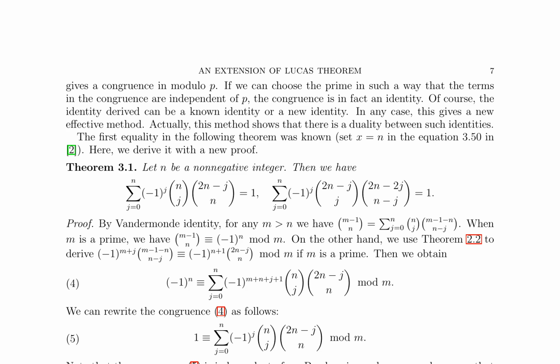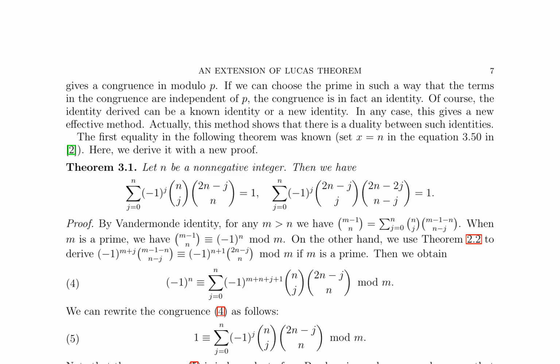The extension of Lucas's theorem is explored, yielding novel identities through the derivation of congruences. The first equality in Theorem 3.1 is established by applying Vandermonde's identity and the properties of prime numbers. This leads to a congruence that, when independent of the prime choice, becomes an identity. The second equality is proven by utilizing the first equality and the cancellation identity.